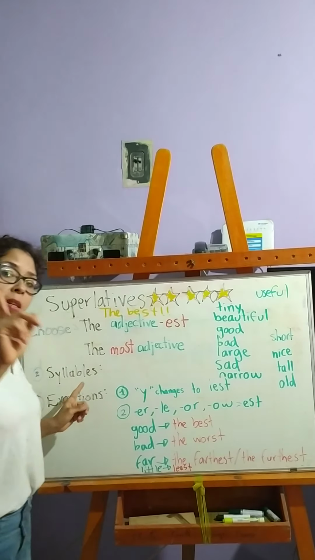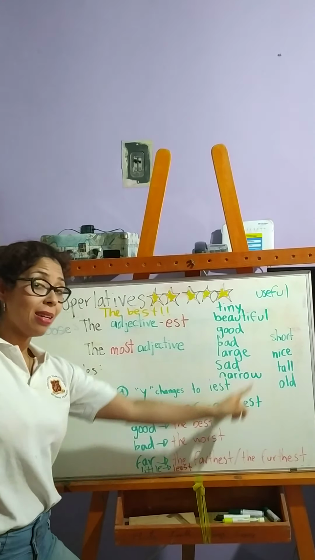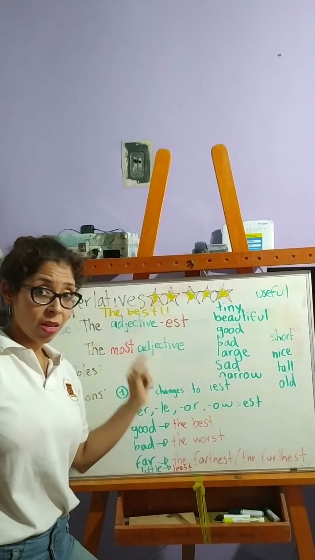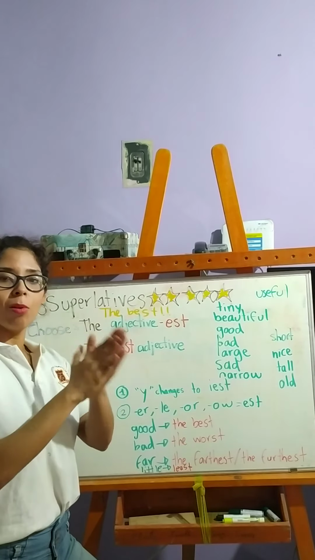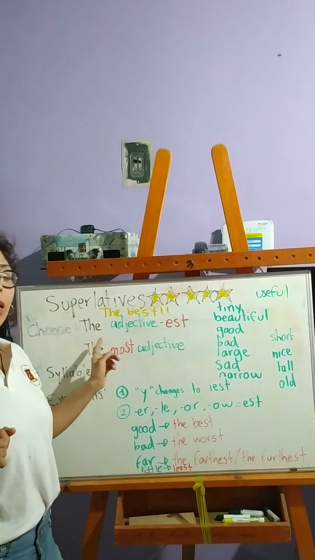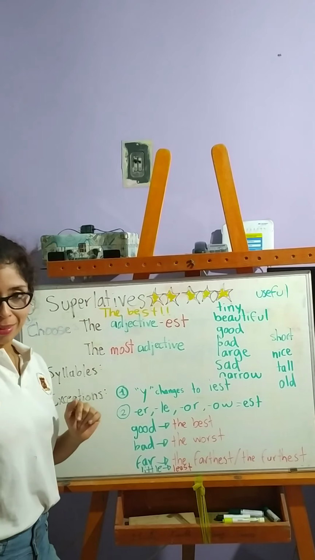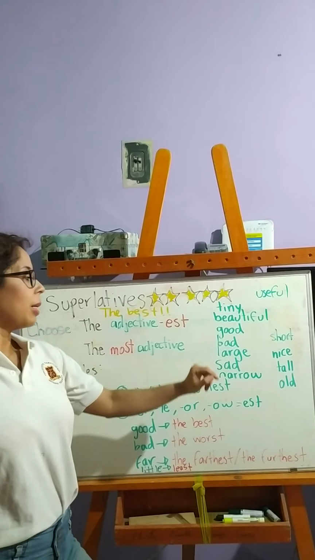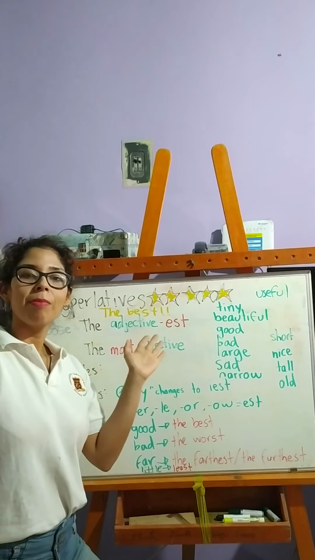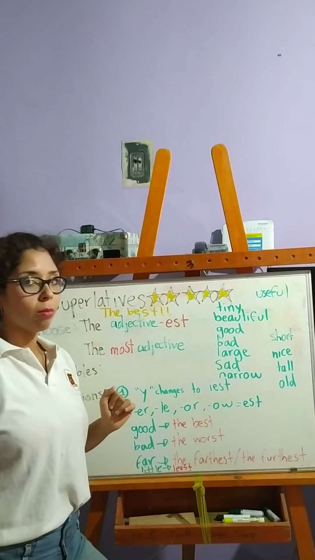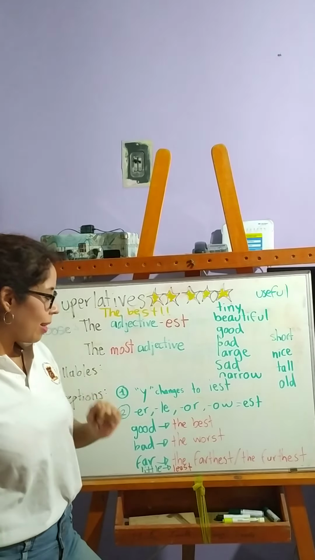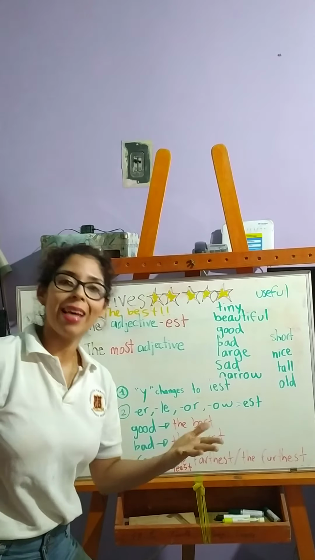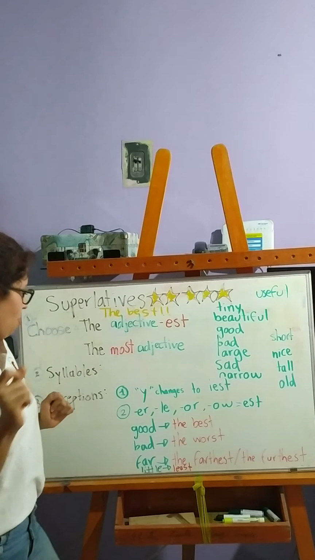If the adjectives that are here, that are words that describe something or someone, have only one syllable, we are only going to add est at the end. For example, here, sad. Sad has only one syllable. That is the reason that we are going to add est at the end. In this case, it's going to be saddest.